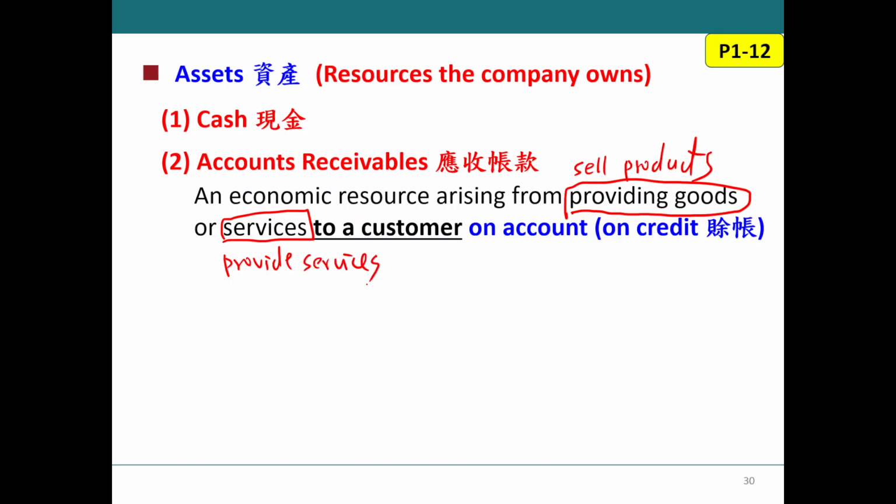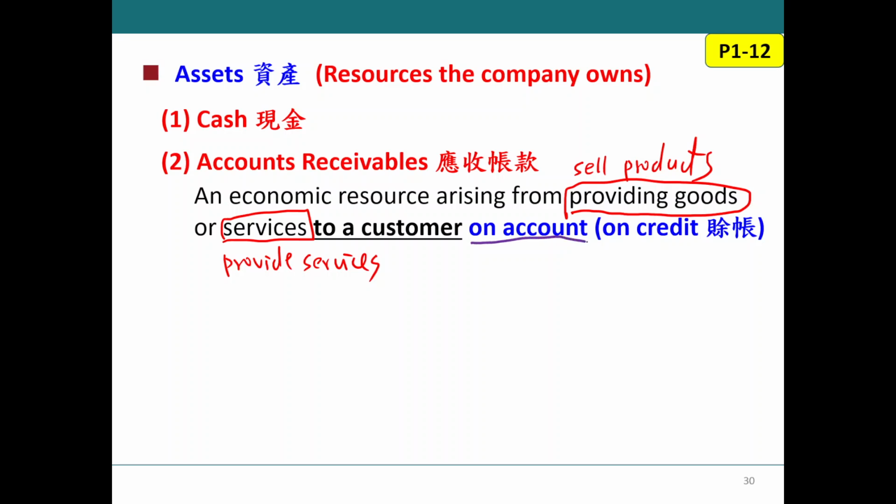Okay? Sell the products, provide the services to whom? Customers. Did you get the money? No, you didn't get the money. Why? Here, please remember, you will find out these terms quite often. On the account, on credit means you didn't get the cash. Okay? You didn't get the cash means what? You got oral promises only.